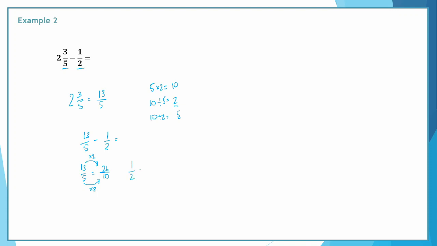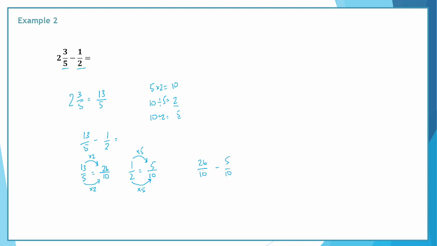1 over 2 becomes something over 10. So to go from 2 to 10, we have to multiply by 5, so we have to multiply by 5 on top as well to give us 5 over 10. So now our question is 26 over 10 minus 5 over 10.